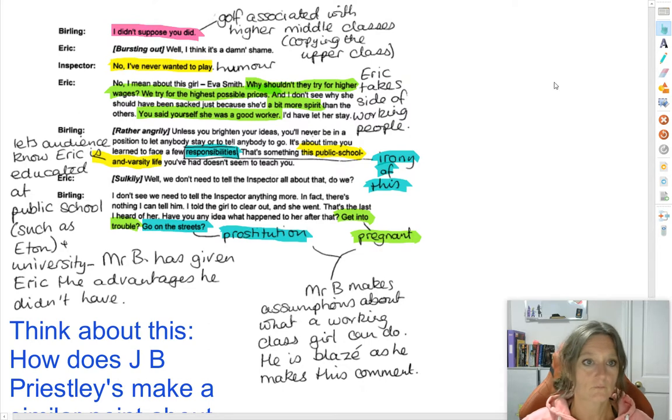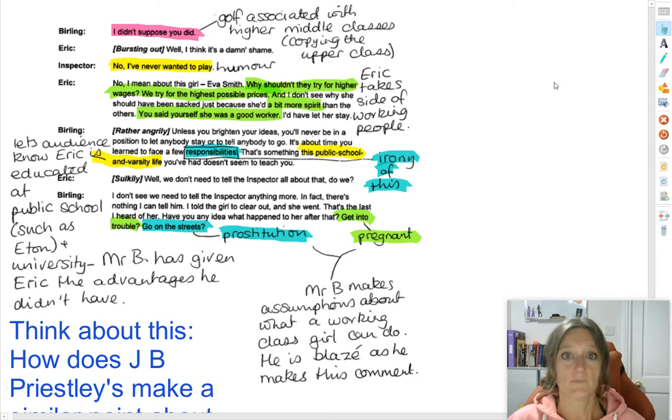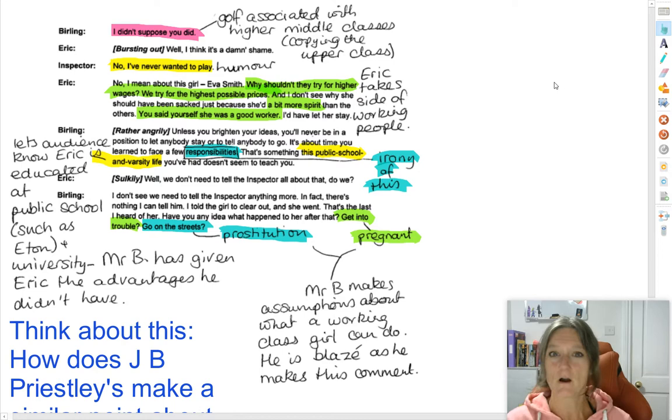Golf is associated with the higher middle classes who are trying to copy the upper classes, playing a round of golf. Birling says, I didn't suppose you did. So he didn't think that Inspector Goole was the kind of person who would play golf. Golf is also a game which is played by businessmen, and you'll all have seen Donald Trump at his Mar-a-Lago golf course. He always says he makes his business deals on the golf course, and you can imagine Birling trying to almost bribe Colonel Roberts, the Chief Constable, with a round of golf and a slap-up meal afterwards, schmoozing with the police and getting the police in your pocket, which means that you can almost be beyond the law because you've got that kind of power.